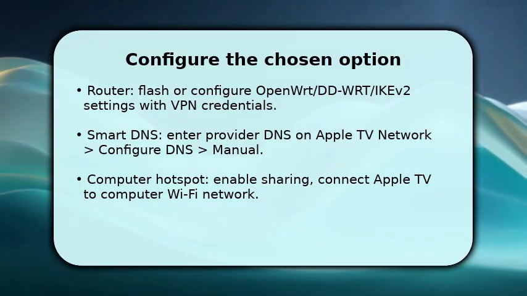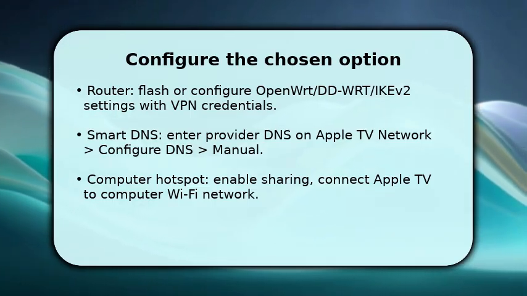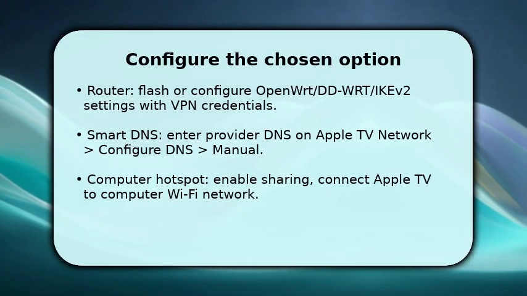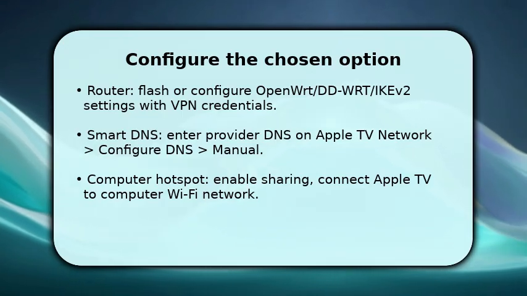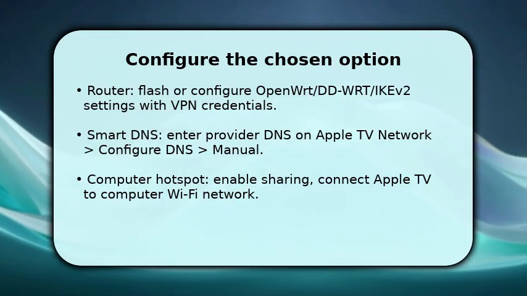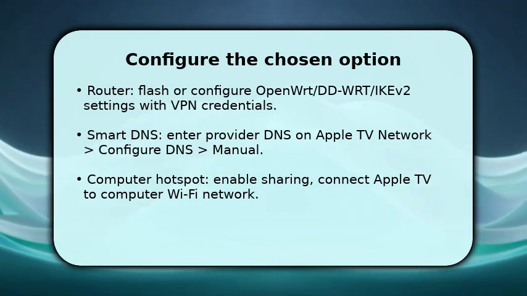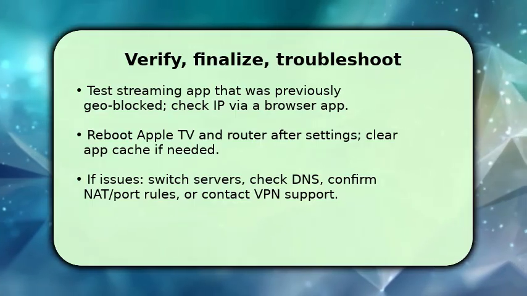If using Smart DNS, go to Apple TV settings, Network, Wi-Fi or Ethernet, Configure DNS, and enter the provider's DNS addresses. If bridging via a Mac/PC, turn on internet sharing with the VPN active and connect the Apple TV to that hotspot. Test with location-restricted content. Finish by verifying that content reflects the VPN location.